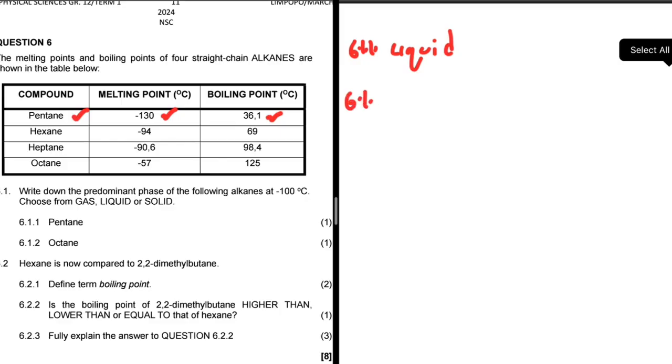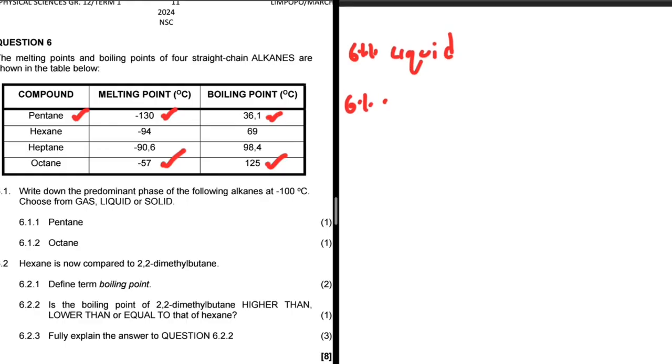And then 6.1.2 octane. The melting point of octane is minus 57 and the boiling point is 125. So minus 100 degrees Celsius is less than minus 57, so the substance has not yet melted. So it means that the phase should be solid, right? If the temperature is less than the melting point, it is solid. If it is greater than the boiling point, it is gas. If it is in between, it is liquid. Okay.